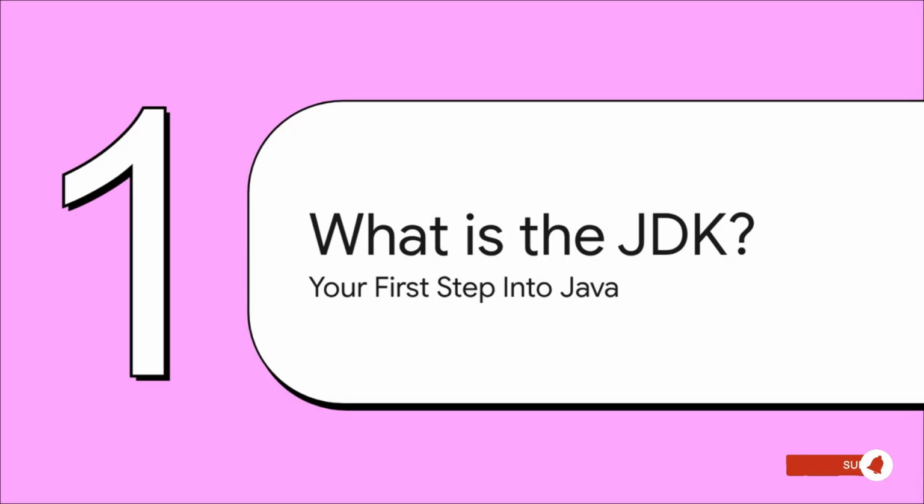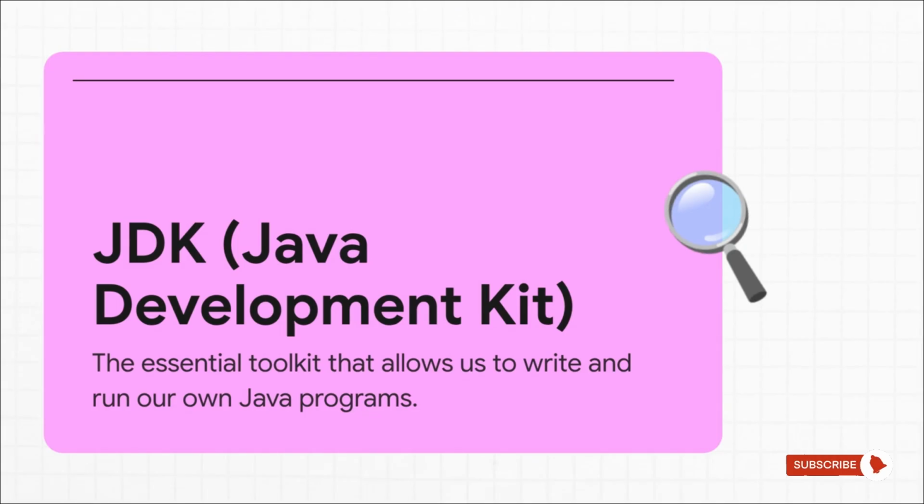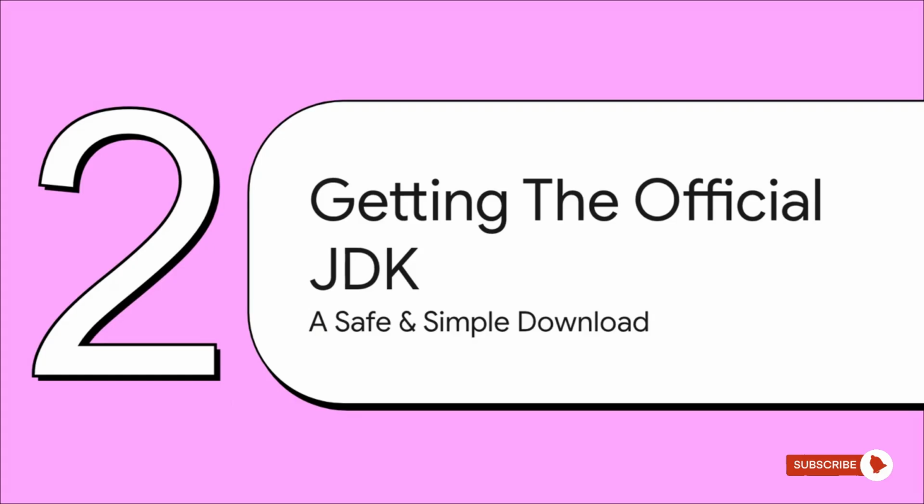So, before we can write a single line of Java code, what do we actually need? It all comes down to one essential tool, the JDK. The JDK, or Java Development Kit, has everything we need all in one neat package. It has the tools to turn our code into something the computer can understand, and it has the engine to actually run our programs. Think of it like a complete workshop for building anything you can imagine with Java. All right, let's go get our hands on this toolkit.